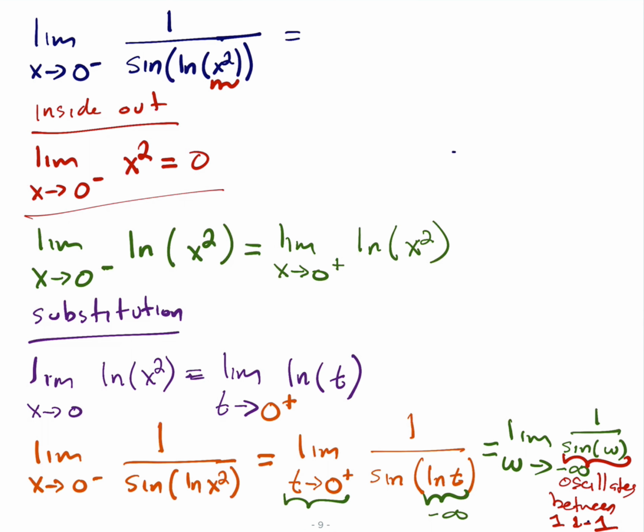So if you have 1 divided by a number that's always going to oscillate between minus 1 and 1, then what's the limit? Does it exist? It doesn't exist, right? It just keeps bouncing around. Does not exist. After all that work. After all of that. I know. Such is life, you know?